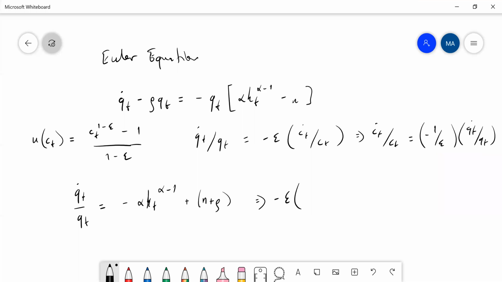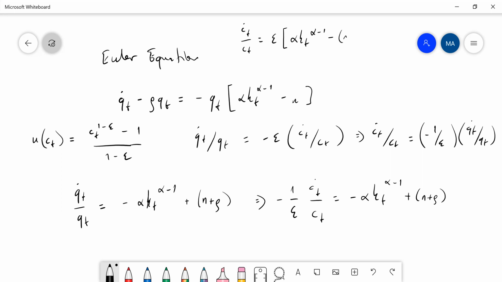Okay, welcome back. So we were here talking about the earlier equation. So here Q dot divided by Q equals minus 1 over epsilon C dot T divided by CT, and that's equal to that. So we have, let me use this space, C dot T divided by CT equals epsilon alpha KT alpha minus 1 minus M plus rho.